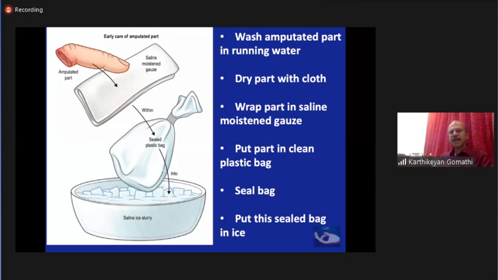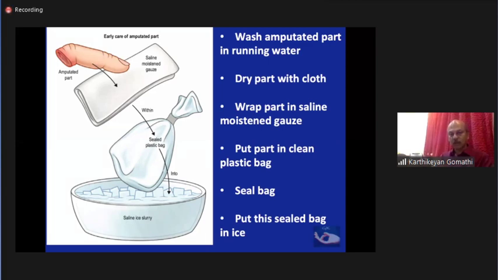First, wash the amputated part in running water. Second, dry the part with a clean cloth. Then, if possible, wrap the part in a saline moistened gauze. If it is not possible, it doesn't matter. Third, put the part in a clean plastic bag. Then, seal that plastic bag. Put this sealed bag in ice.